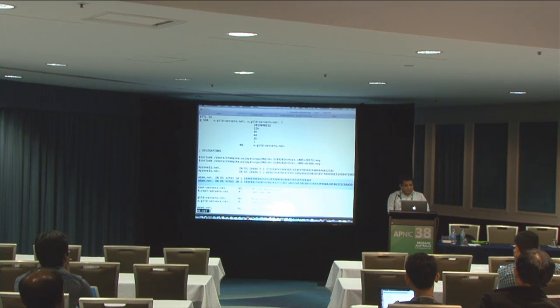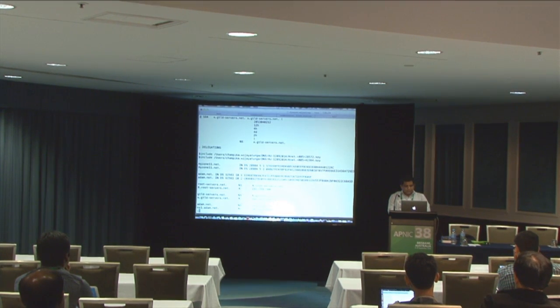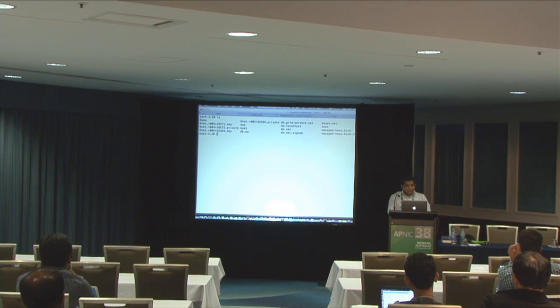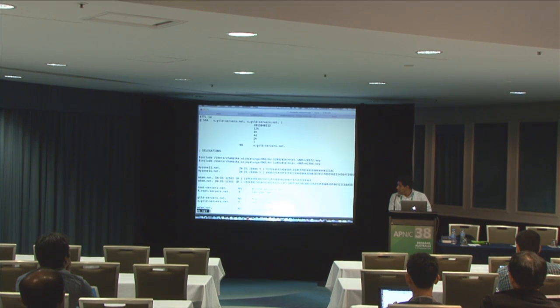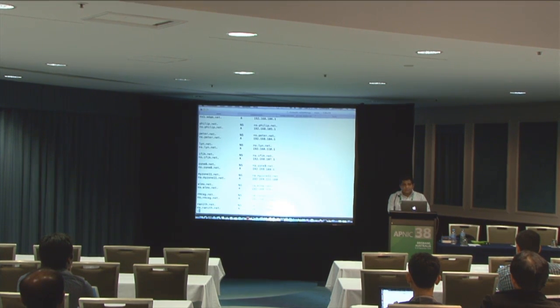And say now let's try to start these name servers, okay? Also, during the signing process, you will see this db.net signed, right? That's the signed zone file. This is my normal zone file, db.net. If I open db.net, you don't see any signatures, right? You don't see any signatures.